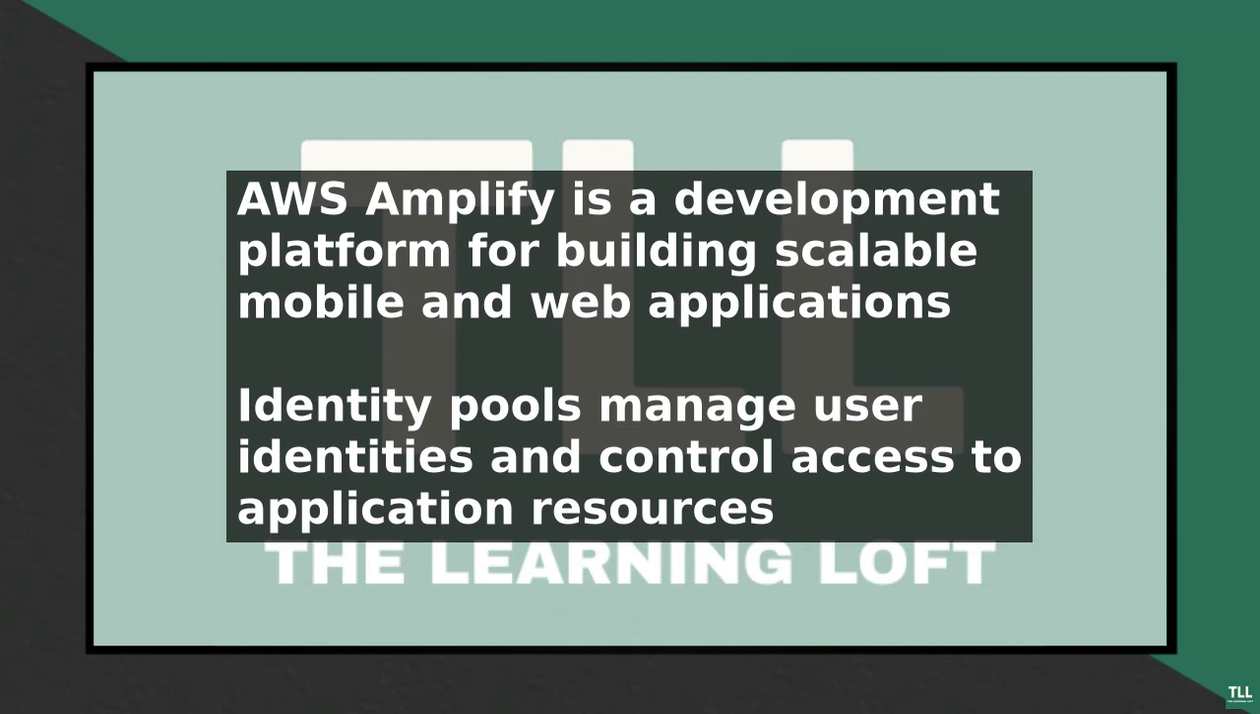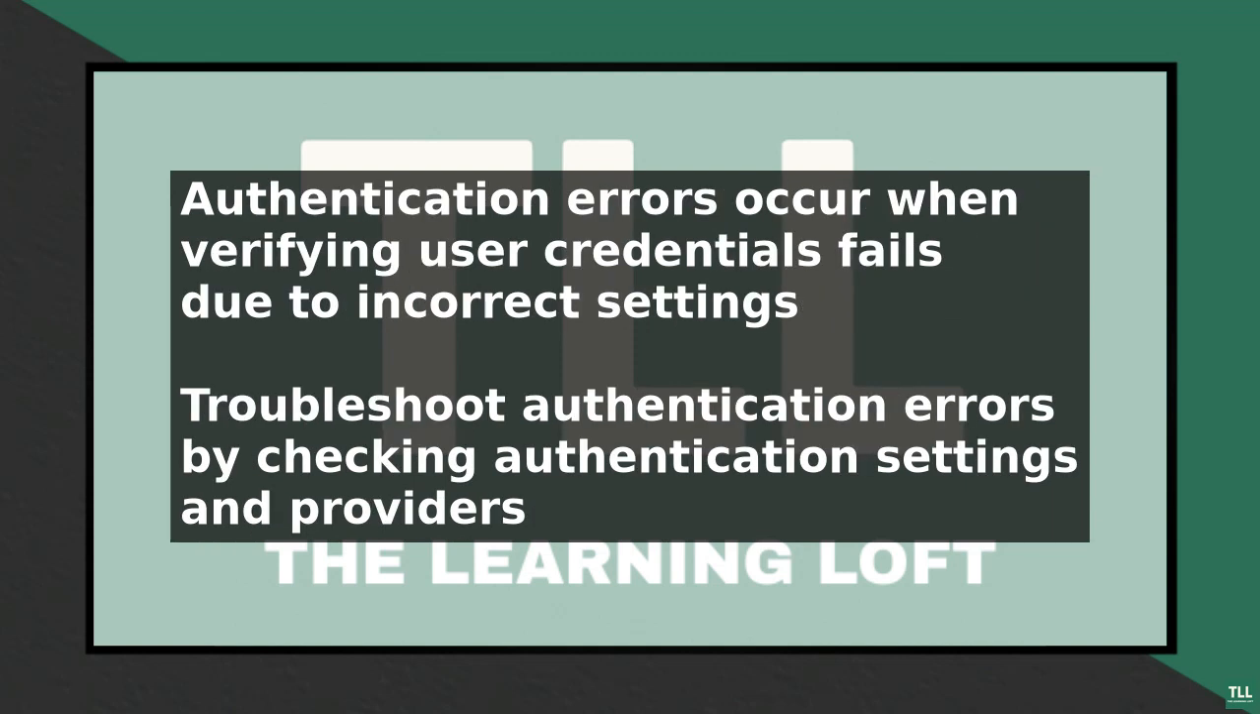your application's resources. One common issue with AWS Amplify identity pools is authentication errors. These errors occur when a user tries to log in or access a resource, but the identity pool is unable to verify their credentials. To troubleshoot this issue, check your authentication settings and ensure that you have configured the correct authentication provider, such as Amazon Cognito or a third-party provider like Google or Facebook.